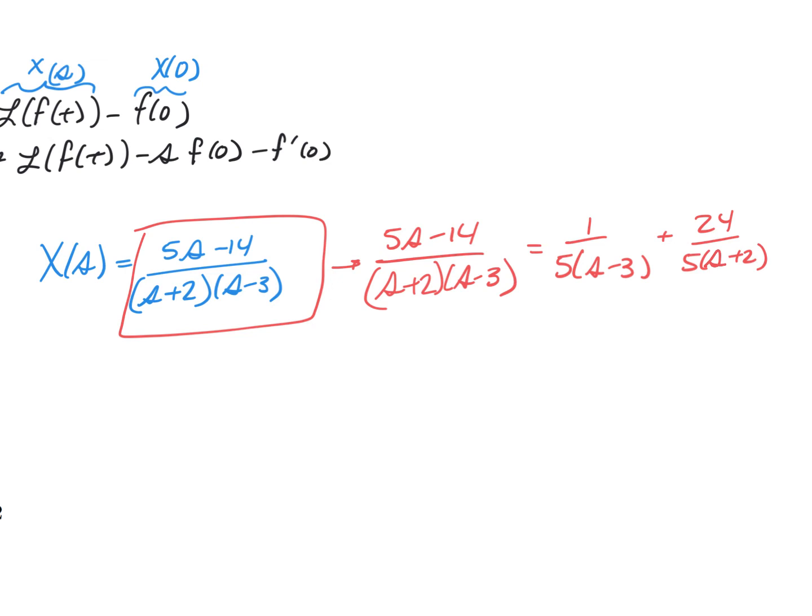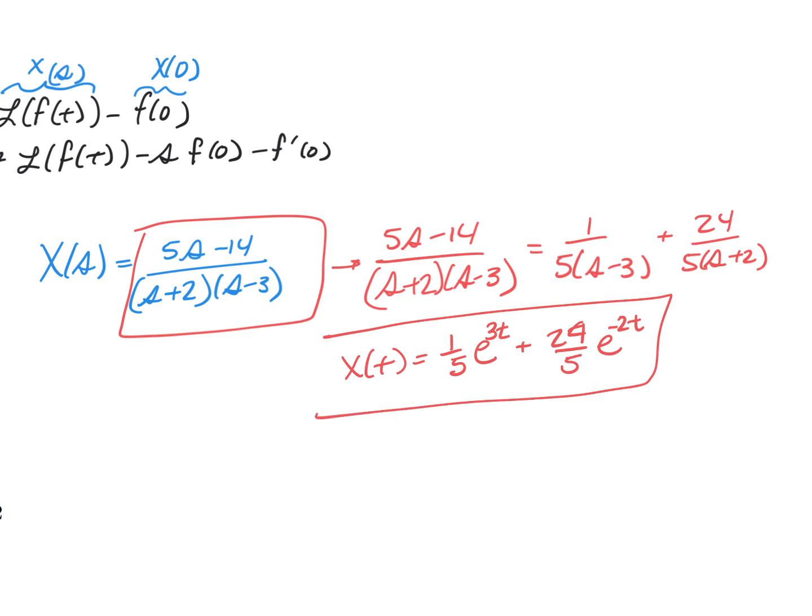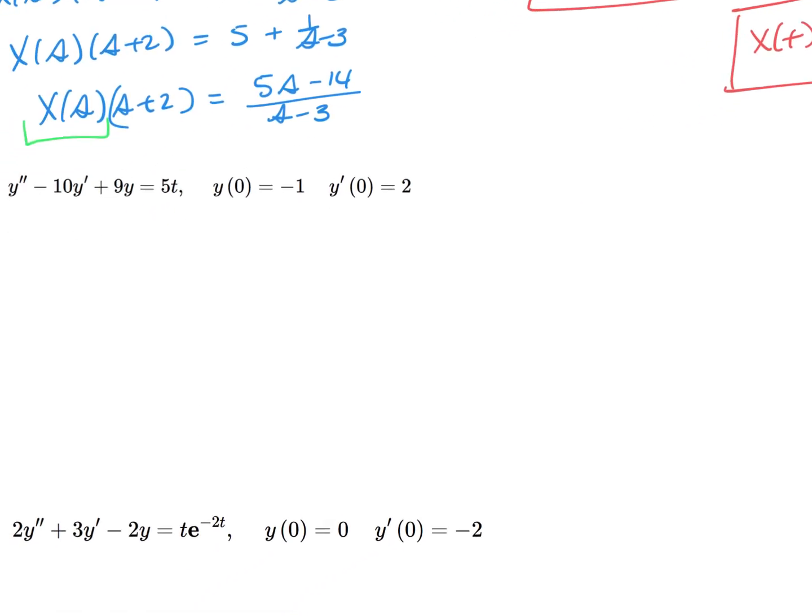S plus 2. Now, what I'm going to do is go out to my Laplace transform. I'm going to look on the right-hand side. And x of t is going to be equal to 1/5 e raised to the 3t plus 24 over 5 e raised to the negative 2t. And there is my answer. So very, very sweet. Let's take a look at my next example.